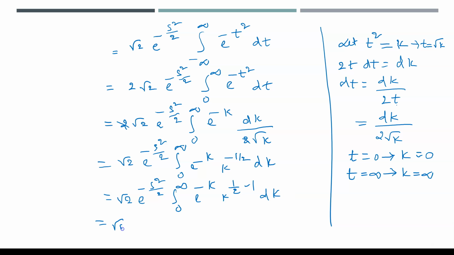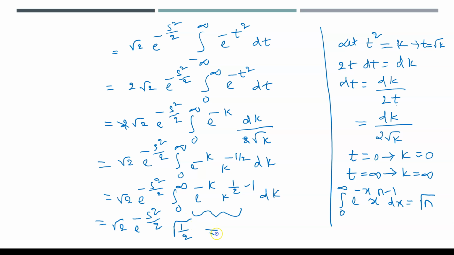That is root 2 e power minus s square by 2. Here this is nothing but gamma 1 by 2, since the integral from 0 to infinity of e power minus x, x power n minus 1 dx equals gamma n, according to the definition of the gamma function. The value of gamma half is root pi. So we get root 2 pi into e power minus s square upon 2.